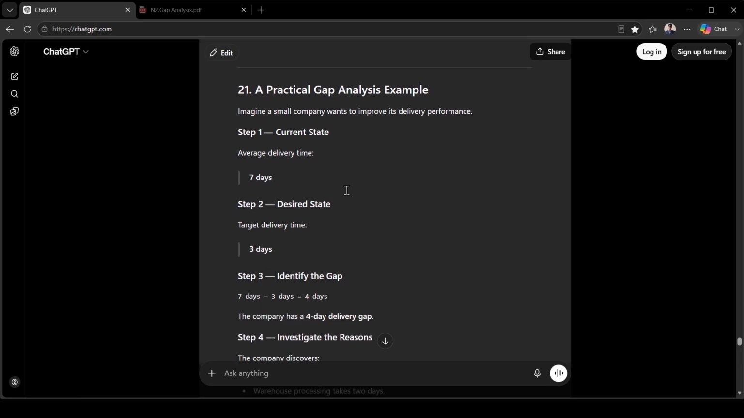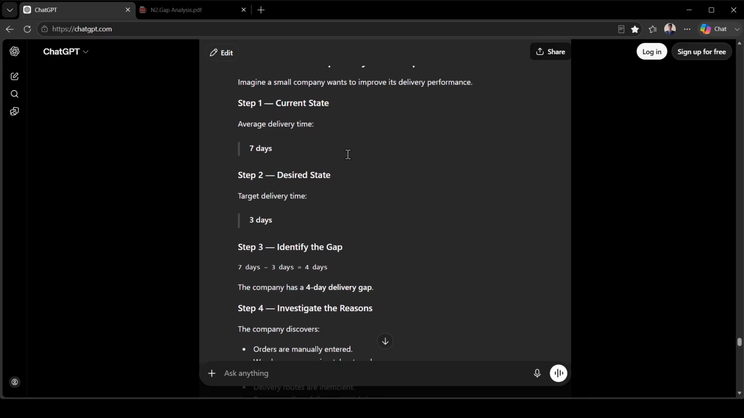A practical gap analysis example. Imagine a small company wants to improve its delivery performance. Step 1, current state: average delivery time 7 days. Step 2, desired state: the target delivery time is 3 days. Step 3, identify the gap: 7 days to 3 days, 4 days. The company has a 4-day delivery gap.